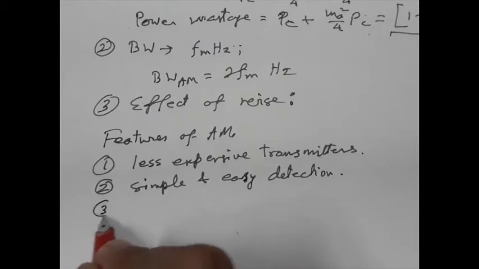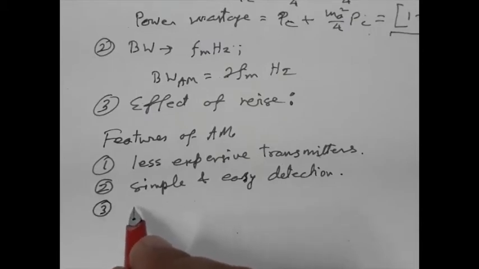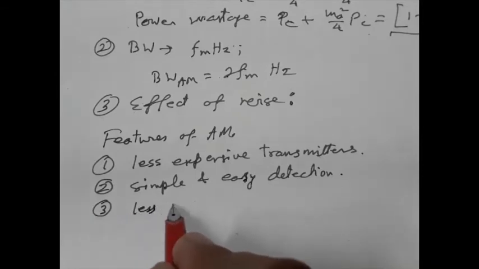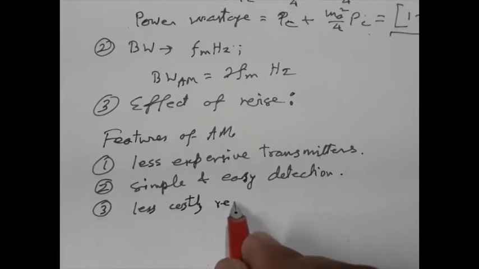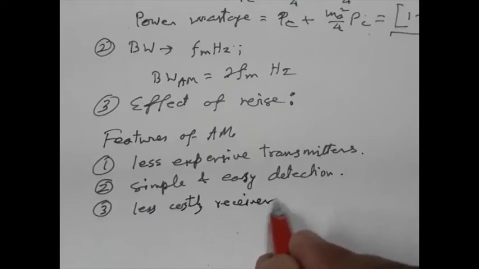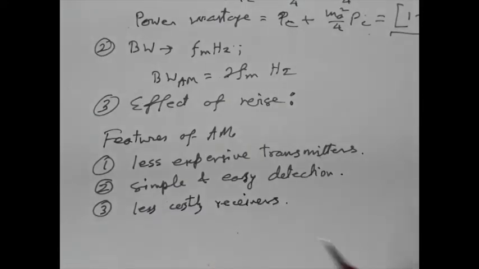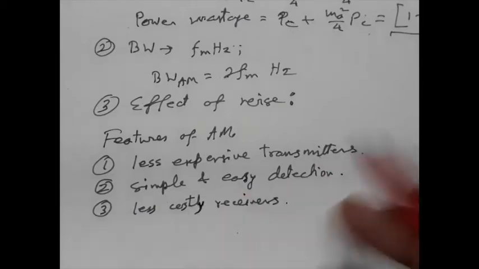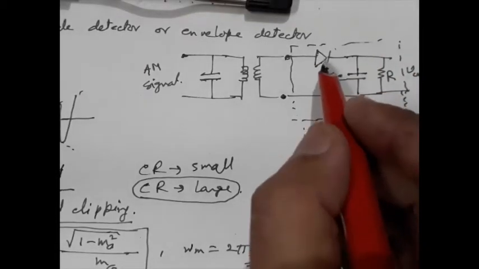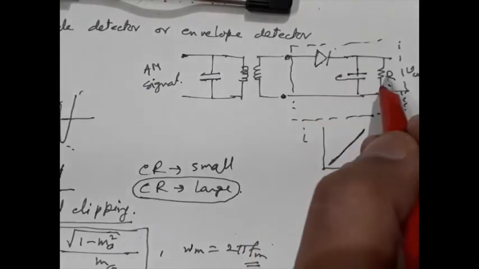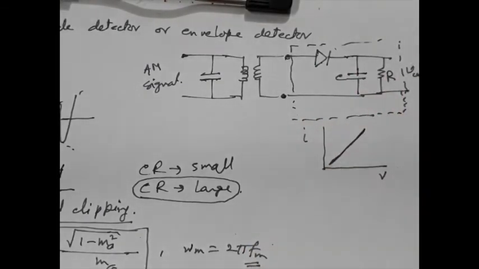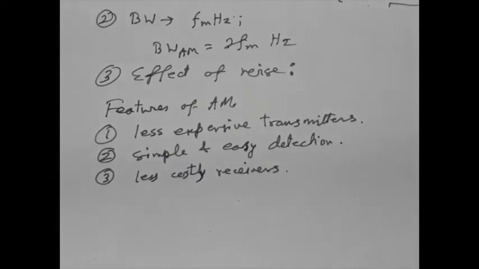Third point is less costly receivers. A receiver may be like an envelope detector. This one. This is just a diode, capacitor and resistor, nothing else. So the receiver cost is very low.